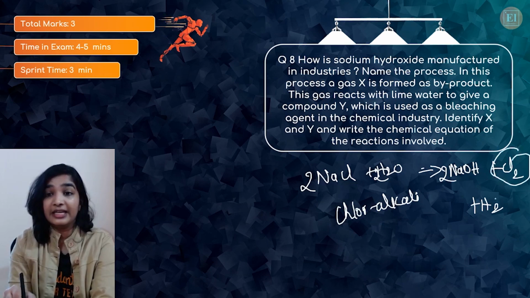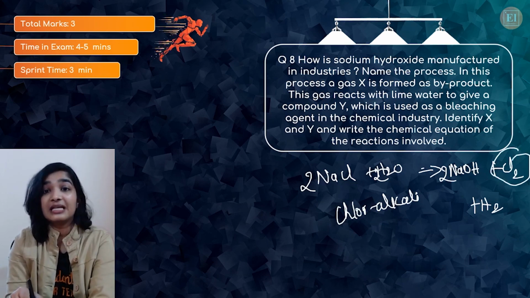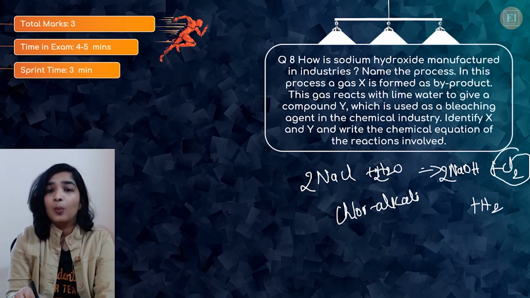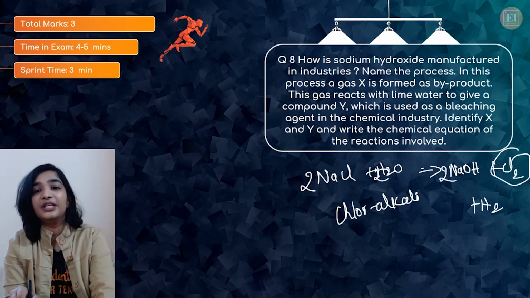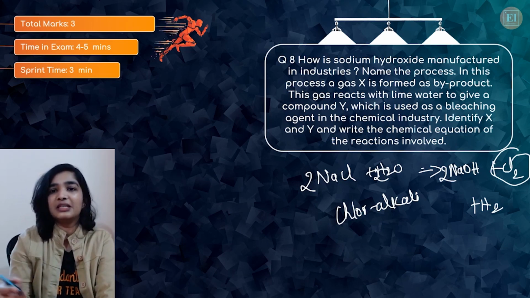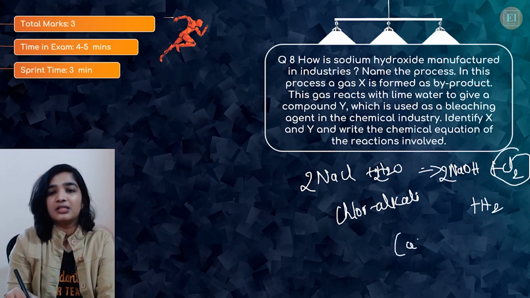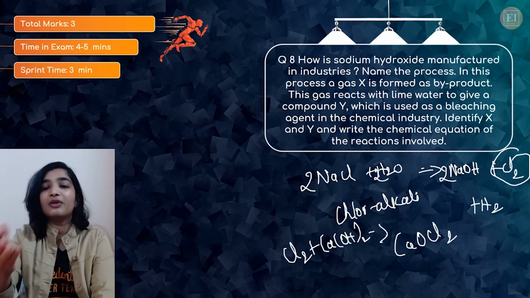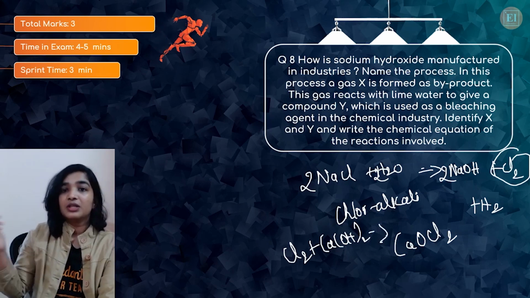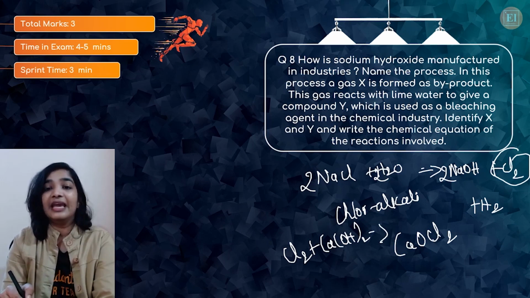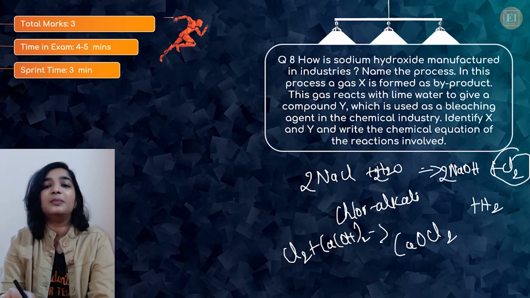This is X. Why is H2 not X? Because this gas reacts with lime water to give a compound Y, which is used as bleaching powder. So the bleaching agent is basically CaOCl2. So Cl2 plus Ca(OH)2, you will get bleaching powder, right? So of course, it can't be hydrogen. So X will be chlorine and Y is CaOCl2, which is used as a bleaching agent.